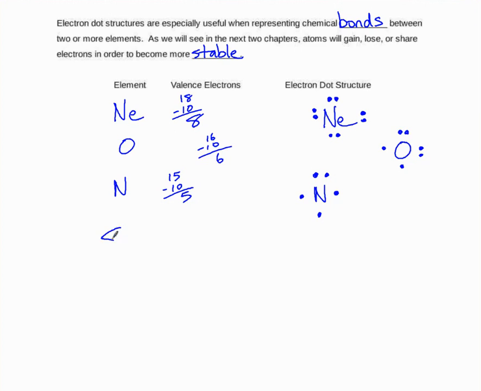A few others. Here's Sr, strontium. Strontium belongs to group 2, which means we don't need to do a calculation. We don't need to subtract 10. All we need to do is find the group number, and that is the valence electrons. So here's my strontium. This represents the nucleus and the first 36 electrons. And the only ones that I care about are these two on the outside.